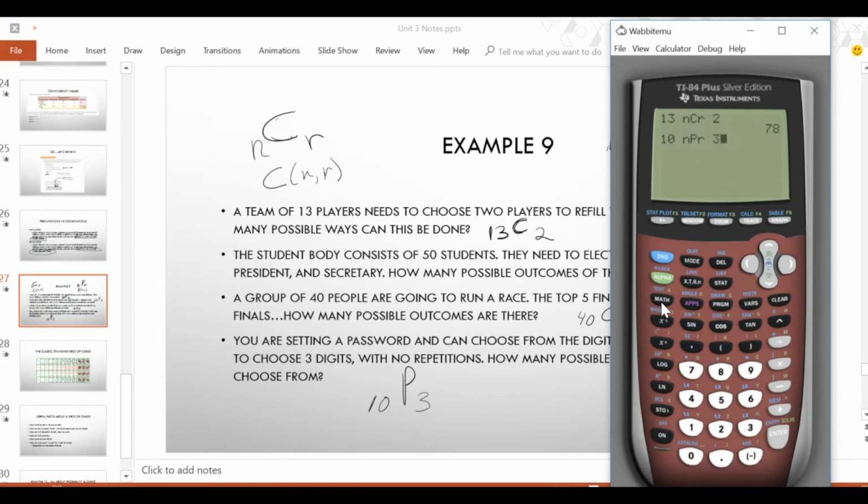So choosing 3, pressing enter. There's 720 possible outcomes for that. You could find the other 2 problems the exact same way. One thing you'll notice is that with permutations, the numbers jump up a lot faster.